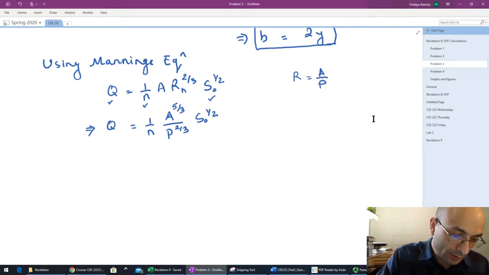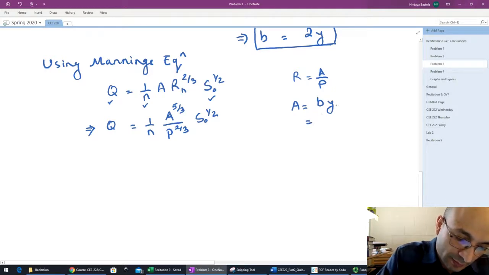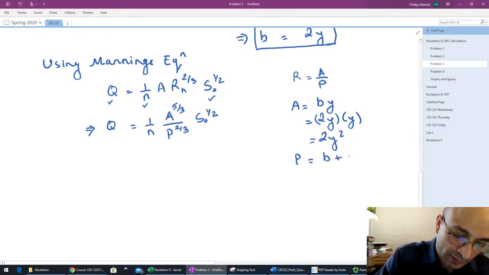Okay, so it's a best hydraulic channel. So the area can be expressed as b times y, where b equals 2y, times y, so area is going to be 2y squared. Similarly, perimeter is b plus 2y, but in this case b equals 2y, so our perimeter in this case is going to be 4y.